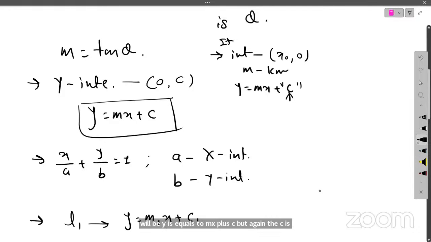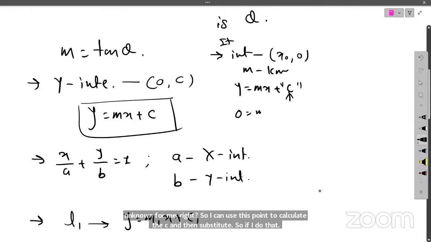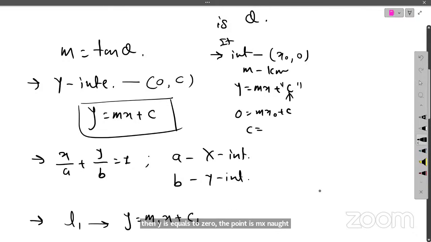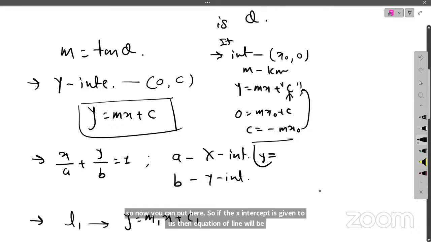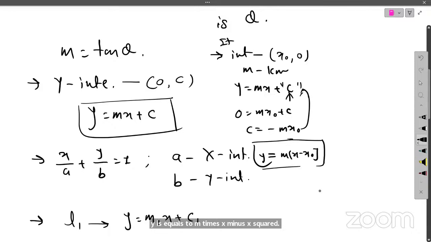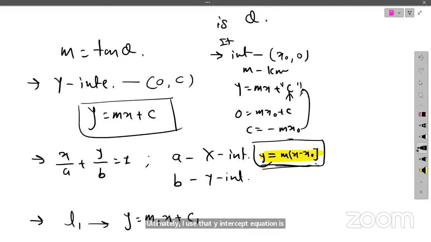So if I do that, then y equals 0 at the point, so 0 equals m x naught plus c. So the value of c is minus m x naught, right? Now you can put that here. So if the x-intercept is given to us, then the equation of the line will be y equals m times x minus x naught. This will be the equation of the line. Is that fine? Ultimately, I use the y-intercept equation, but you can derive one form using the other.